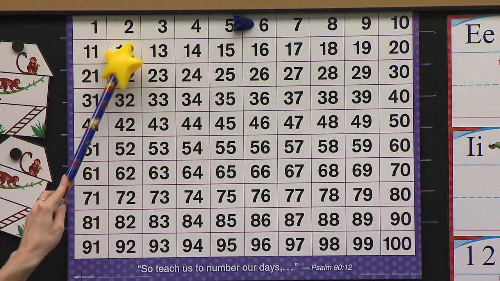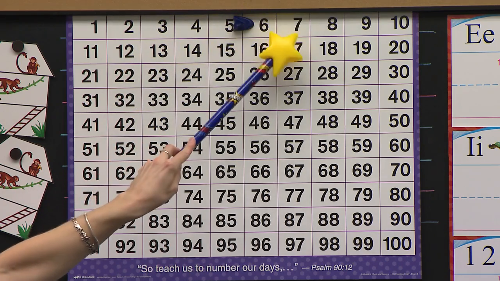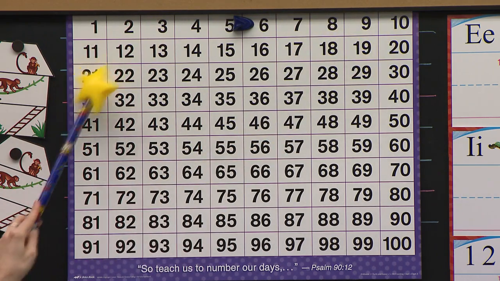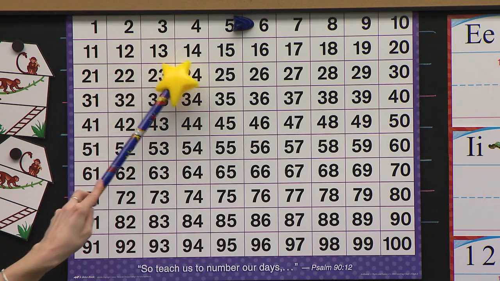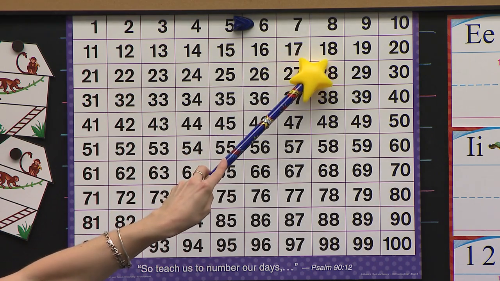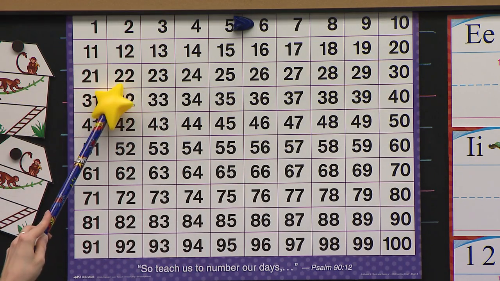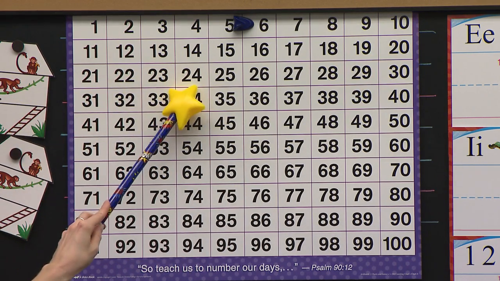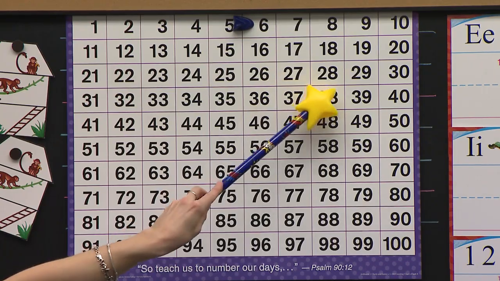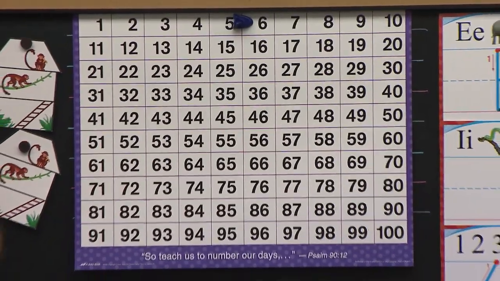1, 2, 3, 4, 5, 6, 7, 8, 9, 10, 11, 12, 13, 14, 15, 16, 17, 18, 19, 20, 21, 22, 23, 24, 25, 26, 27, 28, 29, 30. Excellent job. You can have a seat.